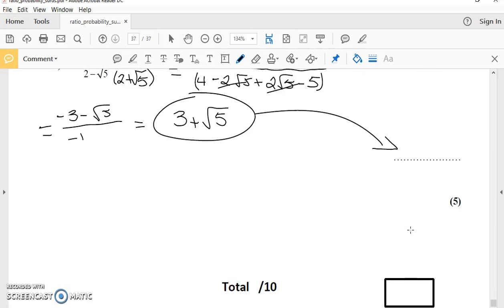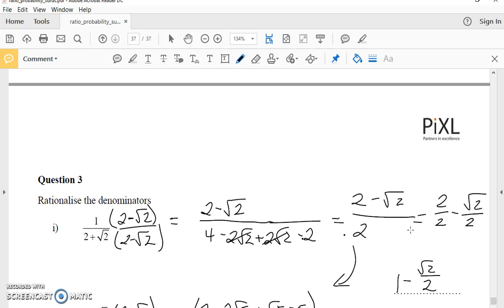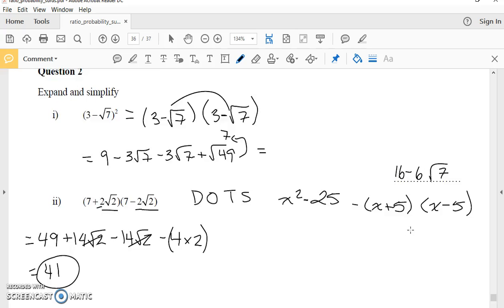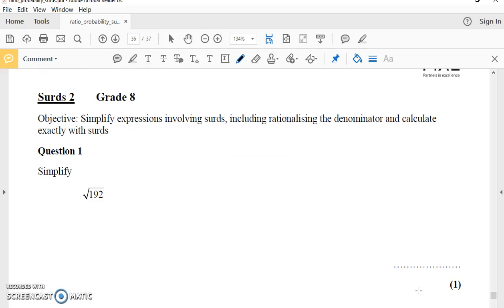Alright, so I hope that helped with rationalizing the denominator with surds, especially for those more complicated ones.